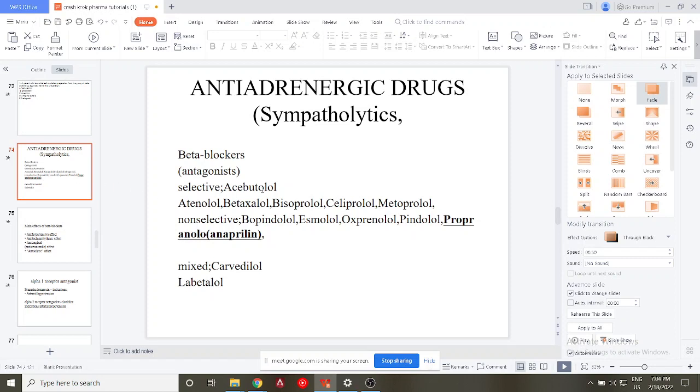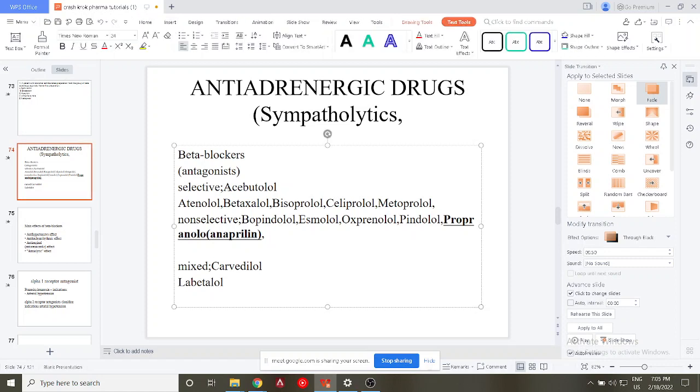Okay, so first we're going to talk about the beta blockers or the antagonists. So we have the selective, the non-selective, and then the mixed. So the selective are the LOLs. Take note. The mnemonic I use is from A to M. So acebutolol, atenolol, betaxolol, bisoprolol. So the marker here is LOL. So when you see LOL, you know it's a beta blocker.